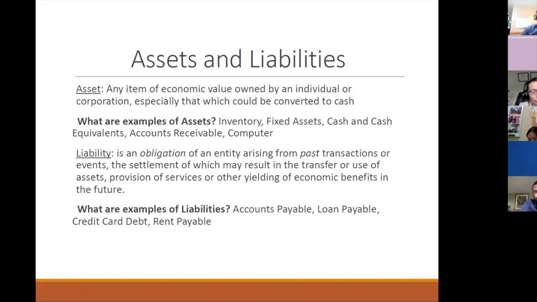So before we get into the three main financial statements, I just want to talk a bit about some of the words that you'll be hearing thrown around. People talk about assets, liabilities, right? I just want to say, what are assets and what are liabilities? If you hear somebody say, what is an asset? So basically, an asset is any item of economic value owned by an individual or corporation, right? Which can be easily converted to cash. That's an asset, right?